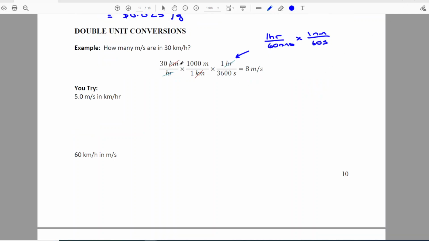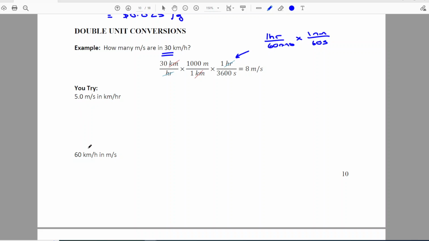Okay, but I'm going to go: 1 kilometer is 1,000 meters, 1 hour is 3,600 seconds. So in my calculator, I'm going to plug in 30 times 1,000 divided by 3,600, and that will give me 8 meters per second to 1 sig fig. Again, these are exact measurements, so the only sig fig that I'm taking into consideration is the one that's in the question, which is 1 sig fig.